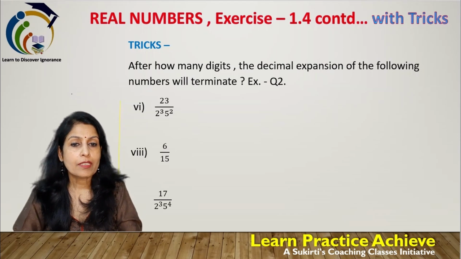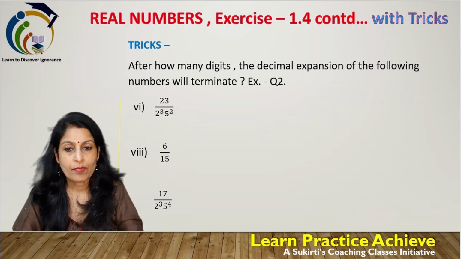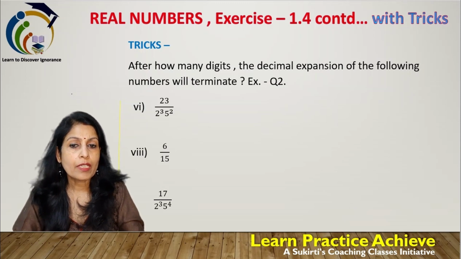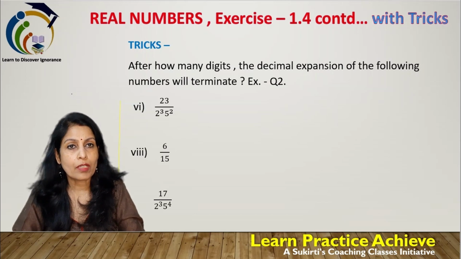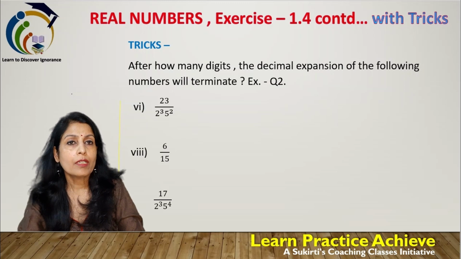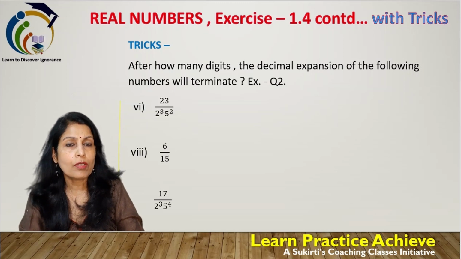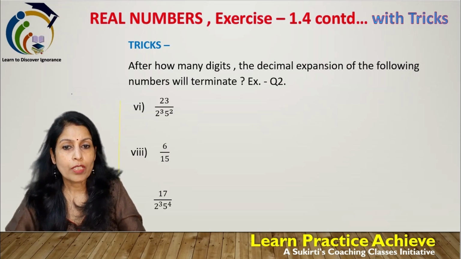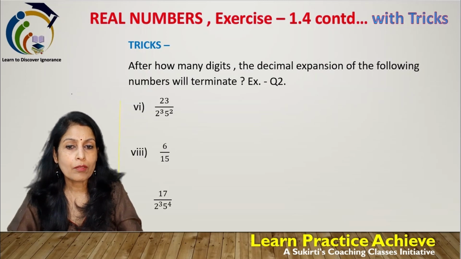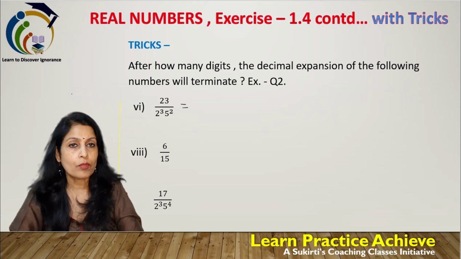After how many digits will the decimal expansion of the following numbers terminate? For example, if you take two questions from example 2. Okay. So I have taken the 6th part and the 8th part, and we have already solved these questions. Now we have to find out after how many digits this division will terminate, meaning after the decimal point how many digits you will get before your remainder is 0. Okay. So if you check this number, 23 upon 2 to the power 3 into 5 to the power 2.